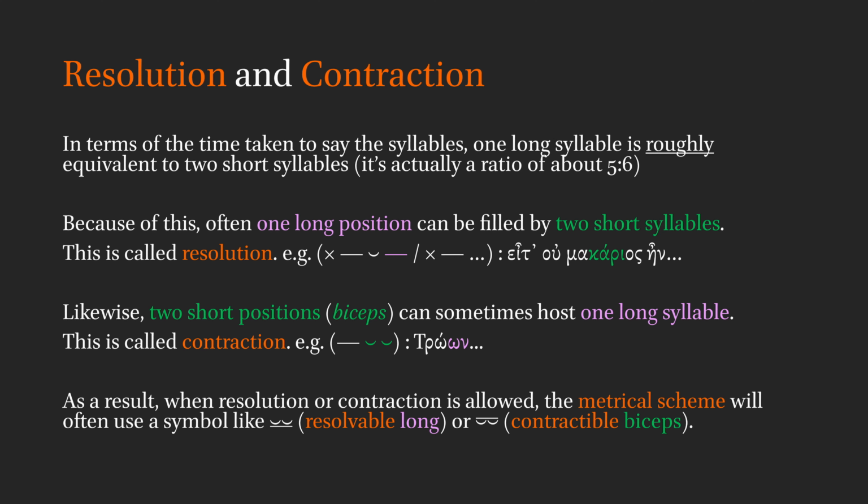As a result, the pattern is not so monotonous, since there can be some variation between lines, even though they're all following the same scheme. Contraction and resolution work because, in terms of the time taken to say the syllables, one long syllable is roughly equivalent to two short syllables. It's actually a ratio of about 5 to 6.